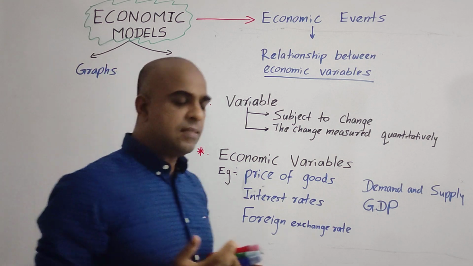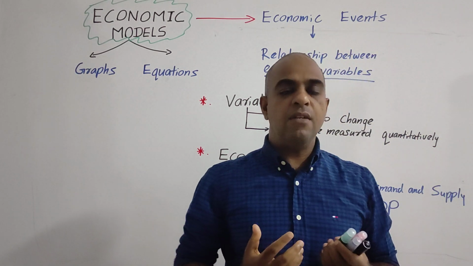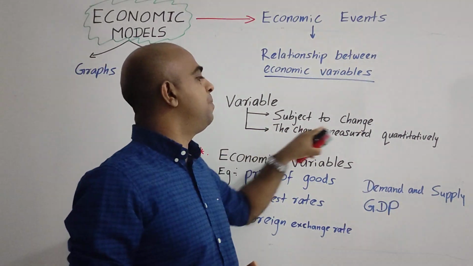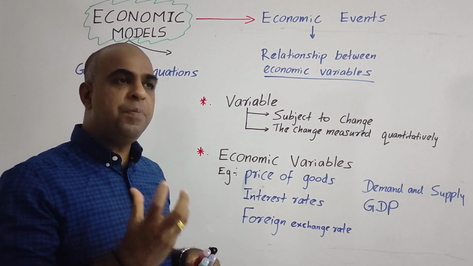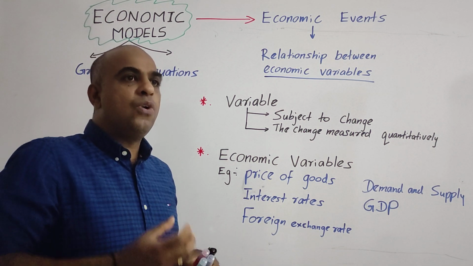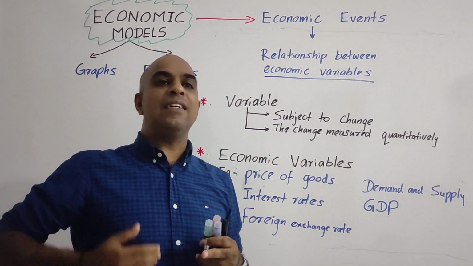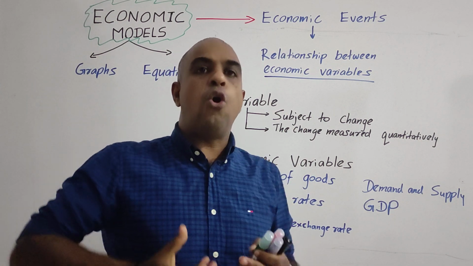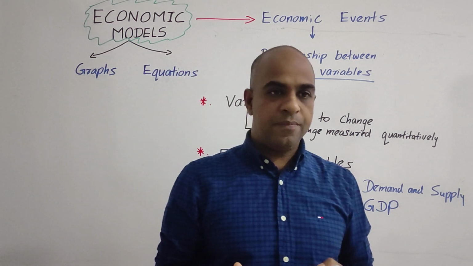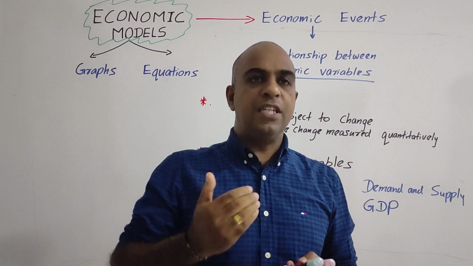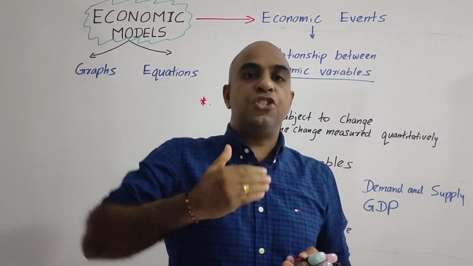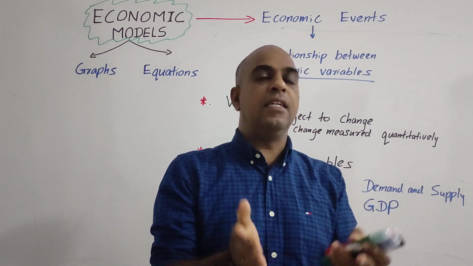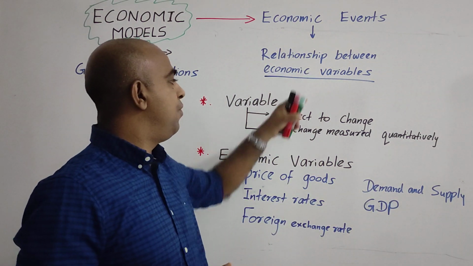Variables mean what? Variable means something which is subject to change. Something which is subject to change, we call it a variable. And another characteristic should be there: the change should be measured quantitatively. So if these two characteristics are fulfilled, then you call it a variable. First, it is subject to change, and that change should be measured quantitatively. To take some examples, your age, your weight, your height: yes, they change from time to time, as well as that change should be able to be measured quantitatively. So those two characteristics are met in the examples I mentioned, so we can call them variables.